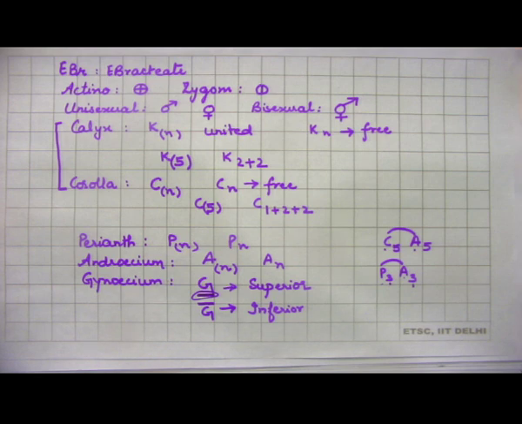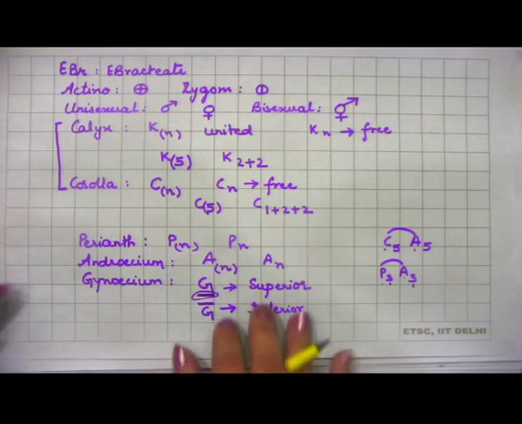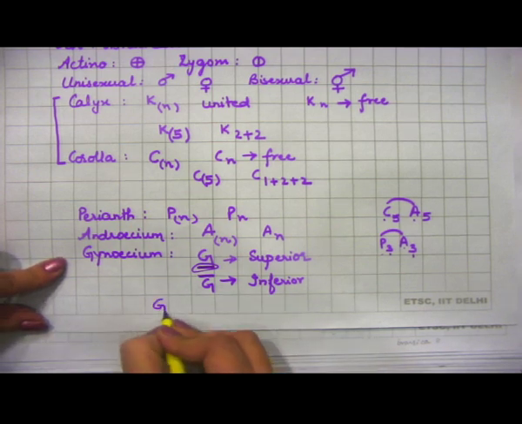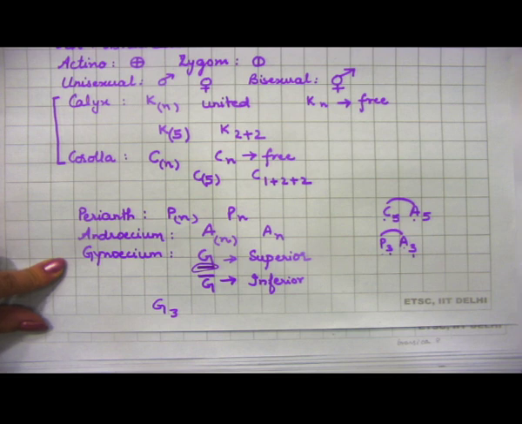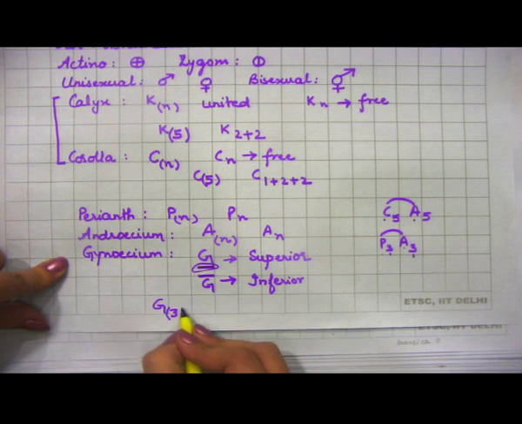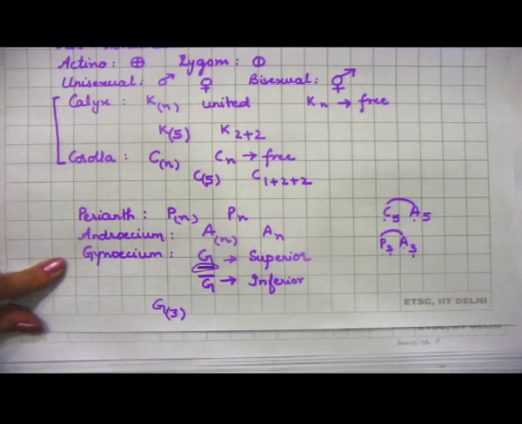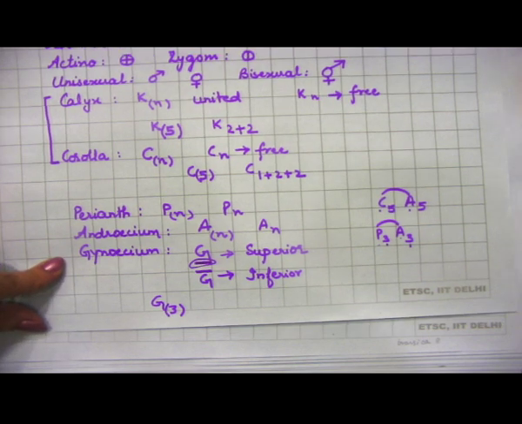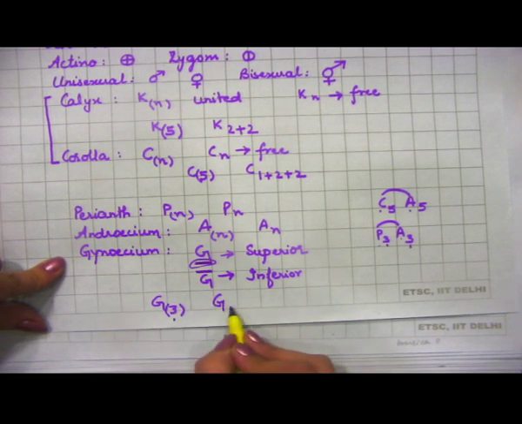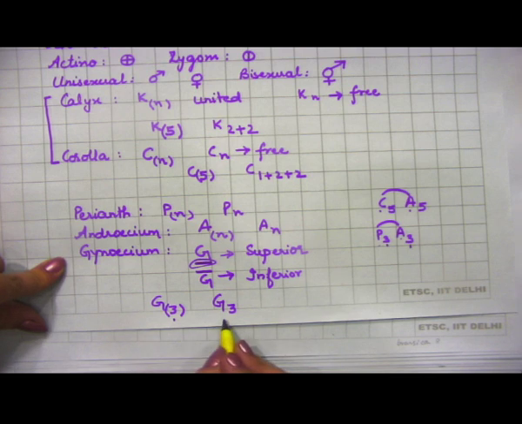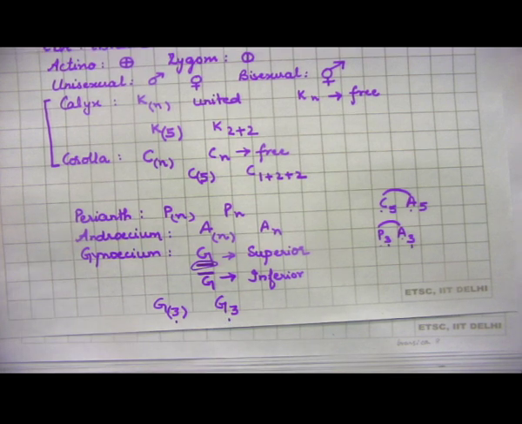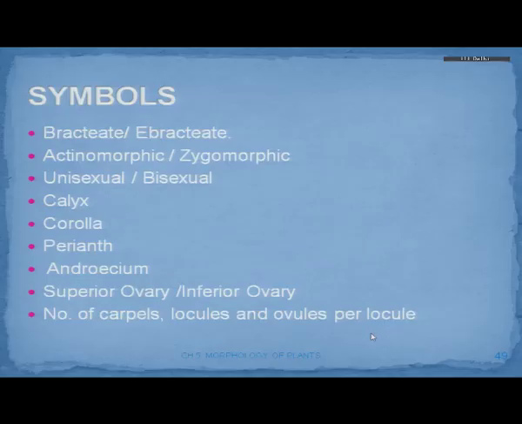Okay. We also show the number of carpels. If we write 3, that means there are 3 carpels present in the gynoecium, and if we enclose this 3 in a bracket, what will it mean? That these 3 carpels are fused. So, this is a syncarpous condition, while that will make it an apocarpous condition. We also write in the symbol locules and number of ovules per locule.